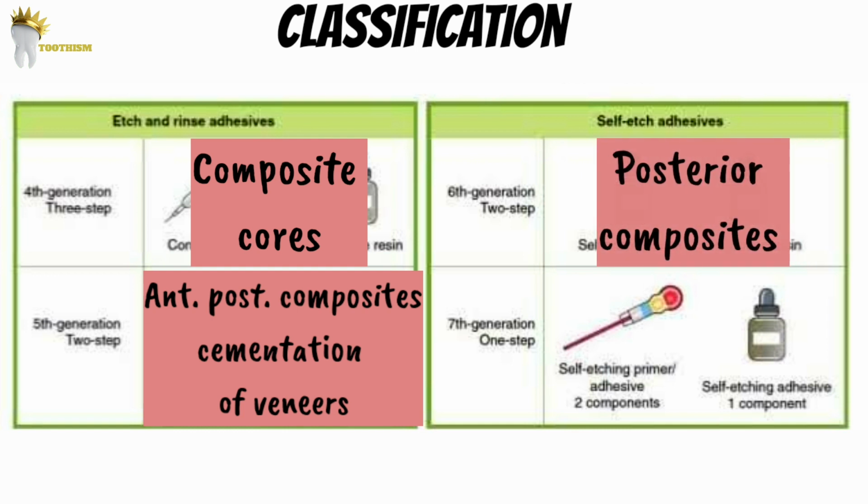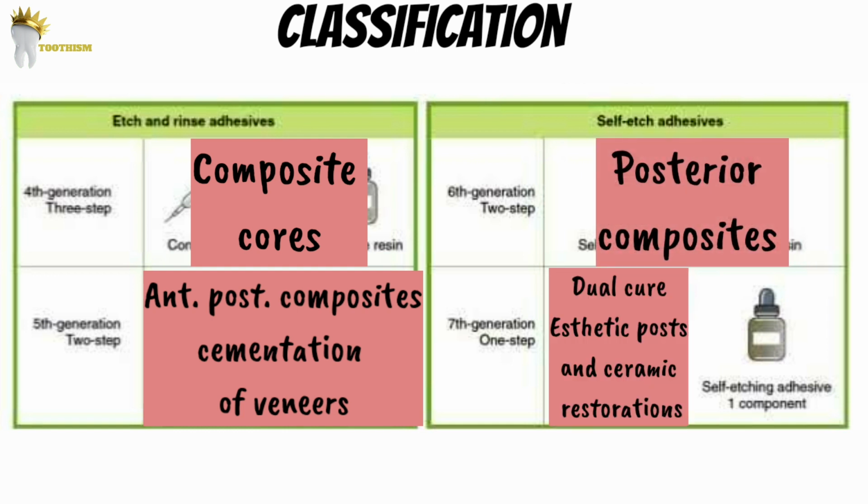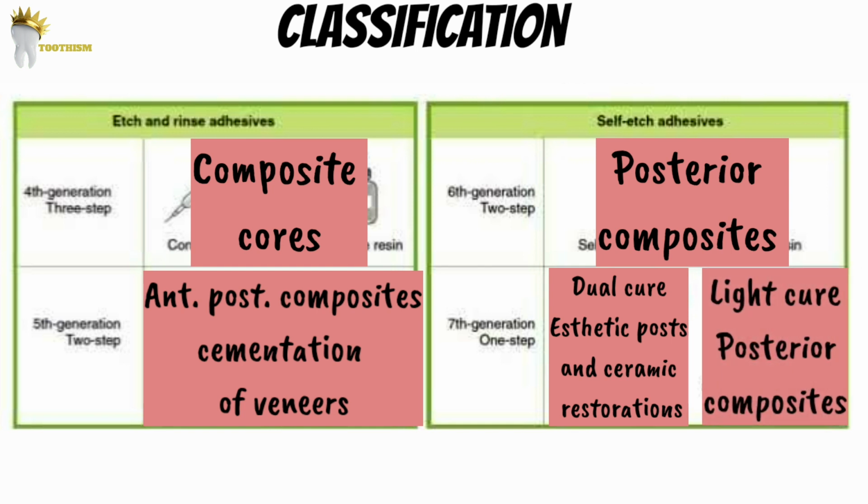For bonding posterior composites, 6th generation systems are the better choice. Dual cure one step 7th generation systems are advised for aesthetic posts and ceramic restorations bonded with resin cement. Light cured one step self etch 7th generation systems are recommended for bonding posterior composite restorations.